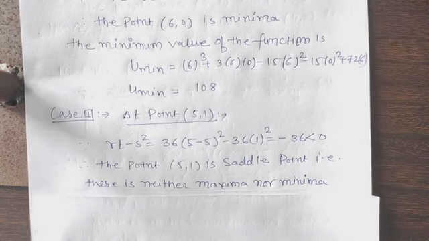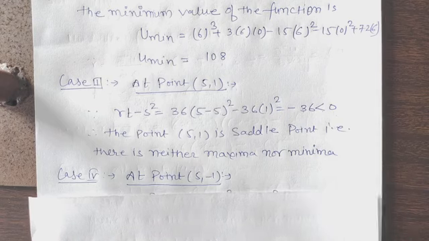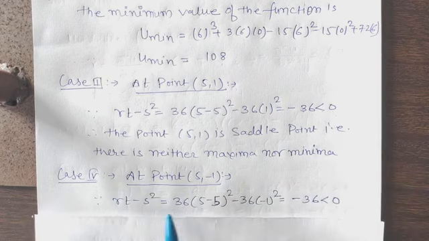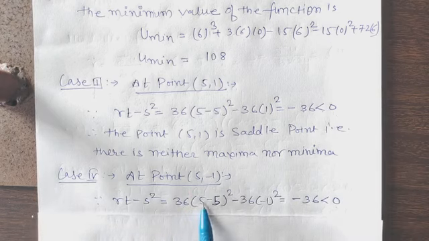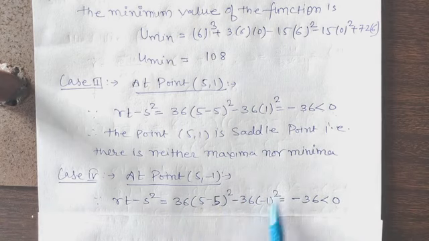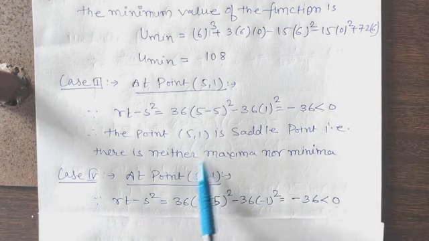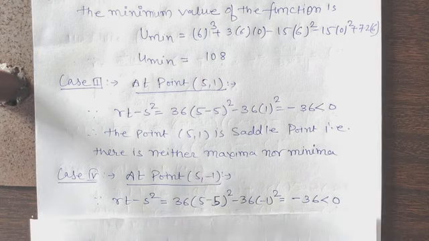And finally the last point is 5, minus 1. So again we calculate rt minus s square at this point. rt minus s square is 36 into (x minus 5) whole square, and x is 5, minus 36 y square. y is minus 1, so its square is plus 1. This term is 0, so we get minus 36, which is negative, less than 0. So rt minus s square is less than 0 at this point. Therefore at this point there is neither maxima nor minima, and hence this point is again a saddle point.